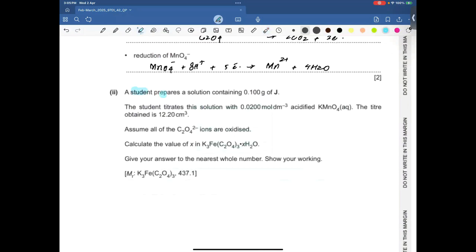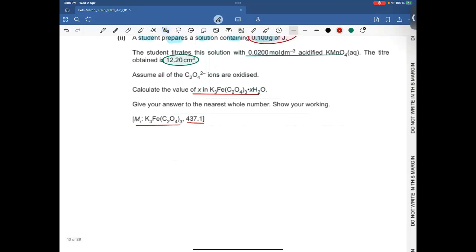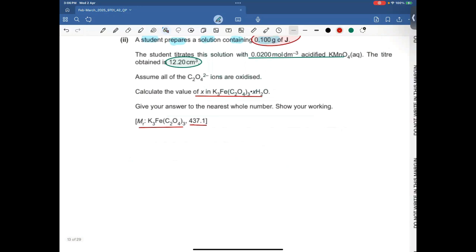A student prepares a solution containing 0.1 gram of J. This is 0.1 gram of J. The student titrates this concentration of MnO4 using this volume. Calculate the value of x in this complex. The Mr of this green complex is given. That's the trickiest part. How many marks do we have? 4. Oh, it's fine. Makes sense. It's a lengthy calculation, by the way.